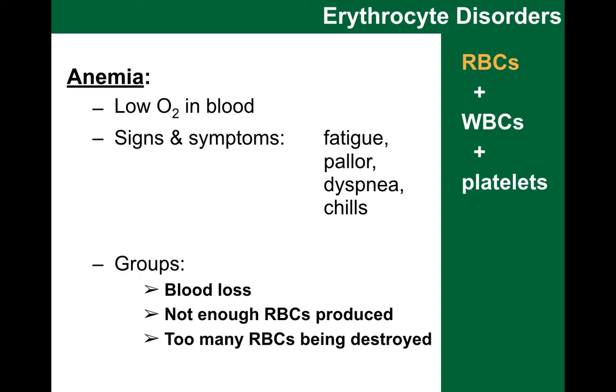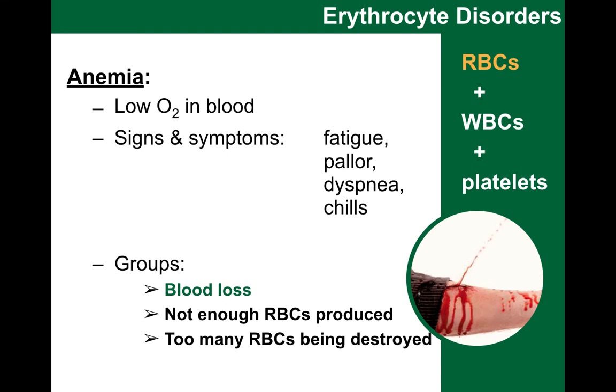And overall, anemias can be classified in 3 groups based on the cause behind them. These are anemia due to blood loss, anemia due to not enough red blood cells being produced, or too many red blood cells being destroyed. So let's have a look at each of these a little bit.